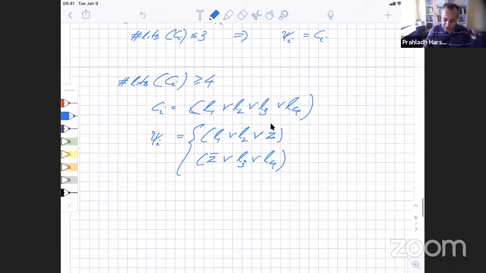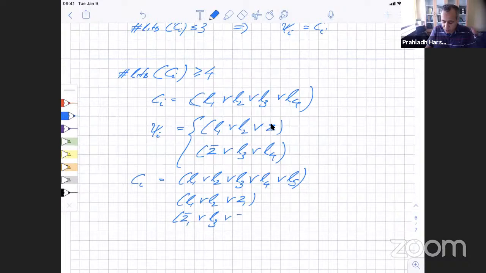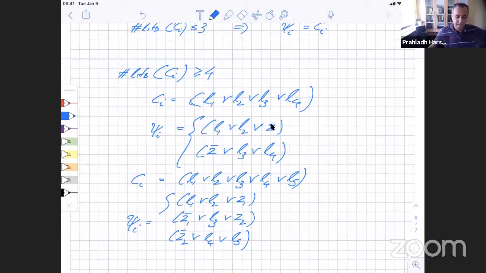Okay, I could do it for 4 literals. What about for 5? Suppose it was L1 or L2 or L3 or L4 or L5. You can do exactly the same thing. You'll bring L1 or L2, I'll bring a Z1 variable, then Z1 complement or L3 or Z2, Z2 complement or L4 or L5. So notice that this will be my psi_i in this case. Notice that if L1 or L2 or L3 or L4 or L5 is true, either L1 or L2 must be true, or L3 must be true, or L4 or L5 must be true.